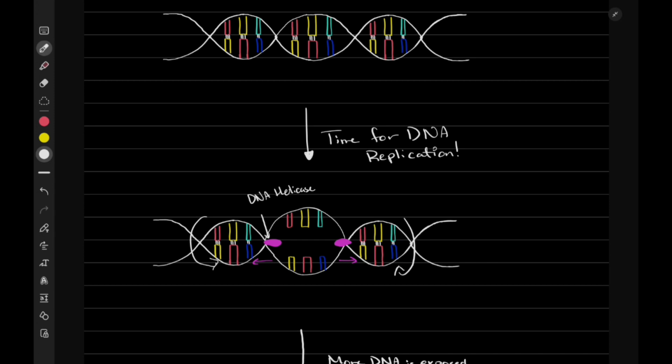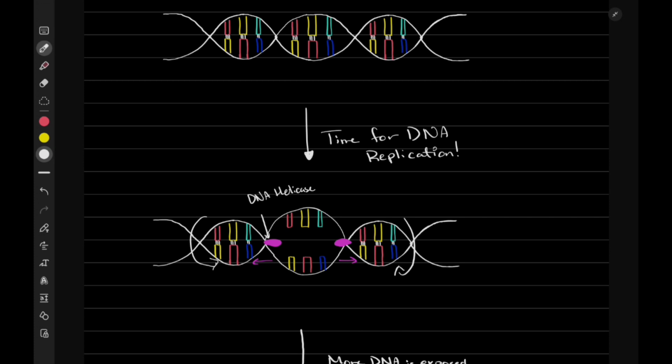So here we have DNA helicase, which is an enzyme that will basically cleave the hydrogen bonds and separate those two strands. We're going to be talking about DNA polymerase later on, which helps make your new strands. As DNA helicase is removing those hydrogen bonds and moving left and right, your DNA is twisting and turning as well.